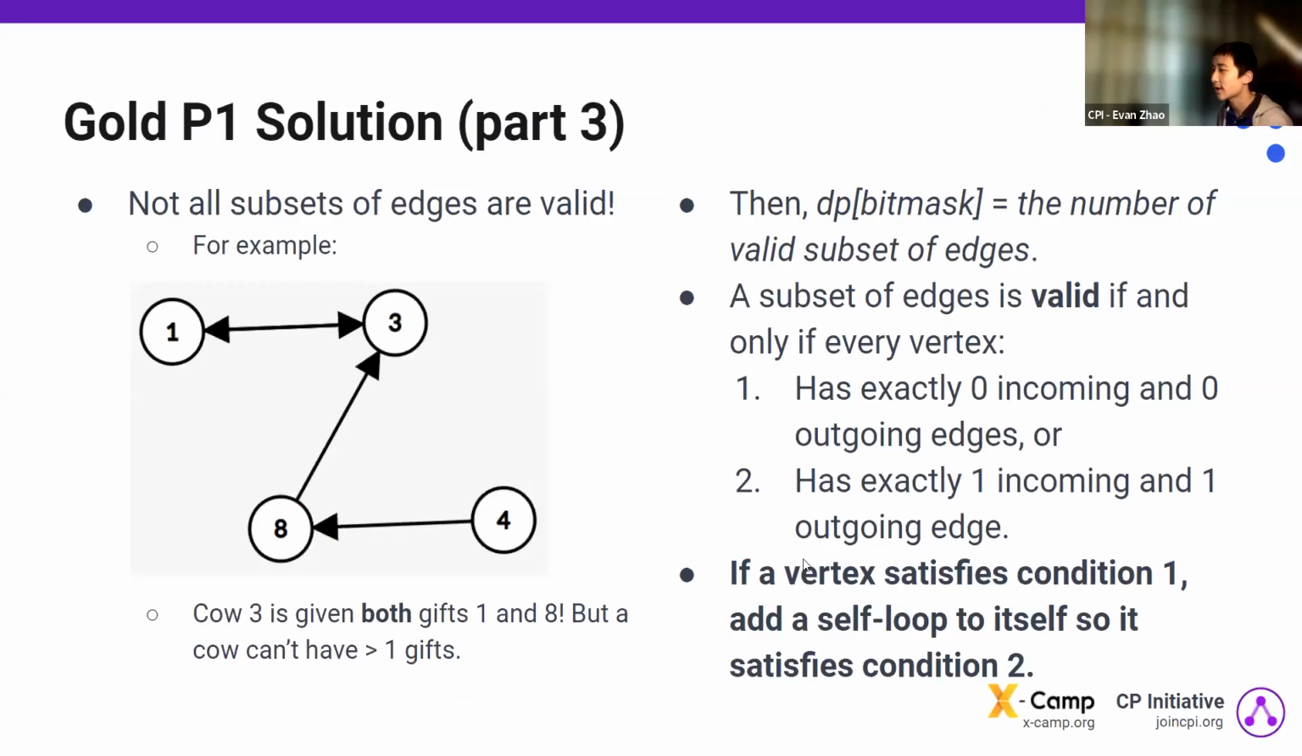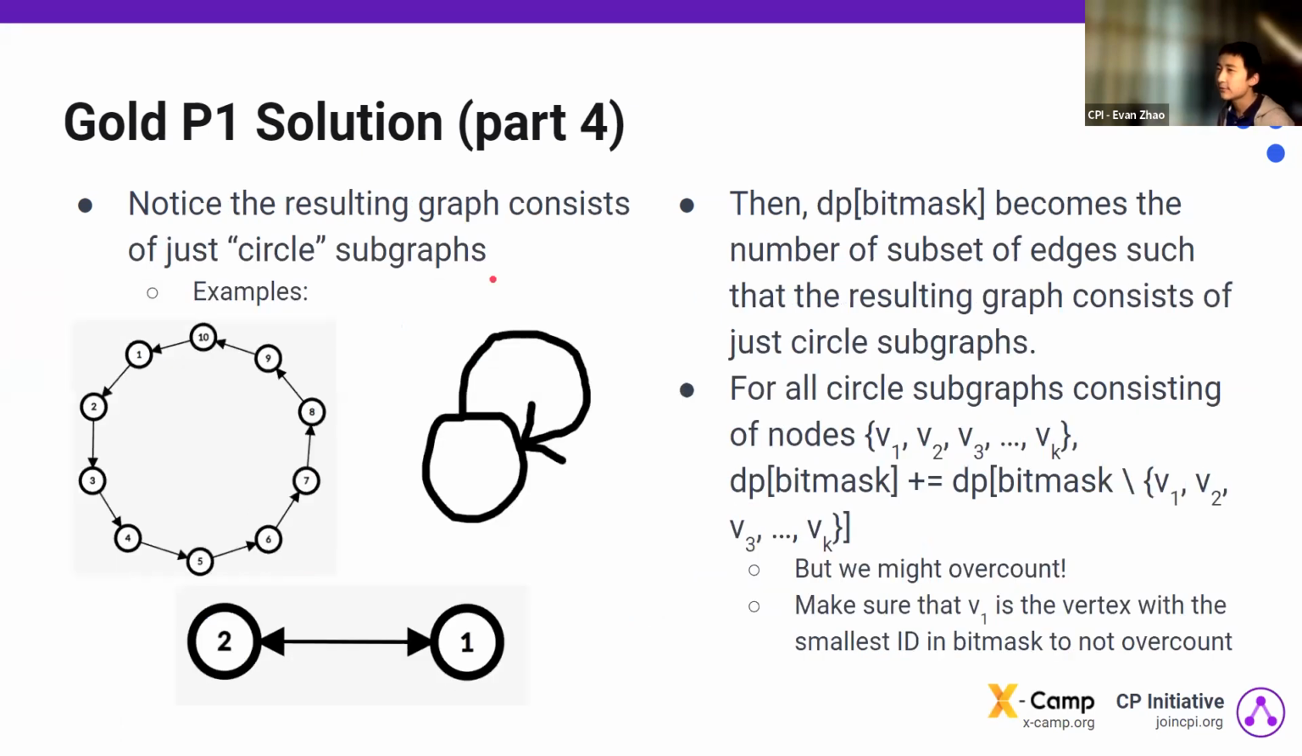Now, furthermore, if a vertex satisfies condition 1, which is 0 incoming and outgoing edges, add a self loop to itself so it satisfies condition 2. Okay, that makes things convenient on the next slide. So let me tell you why. It makes things convenient because of the definition of circle subgraphs.